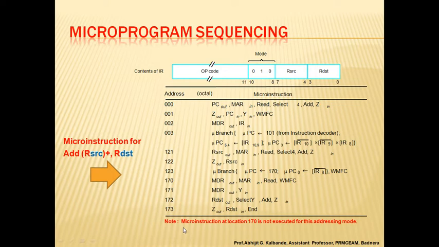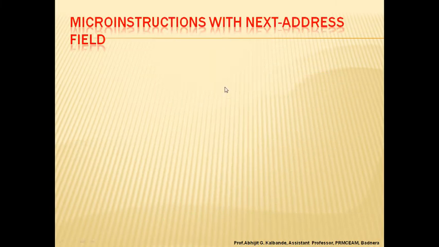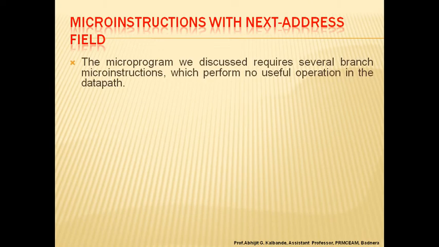The microinstruction at location 170 is not executed for this addressing mode, right? This was very important, and here the 010 mode will be used along with the opcode. The microinstruction with the next address field is related to the next addressing.